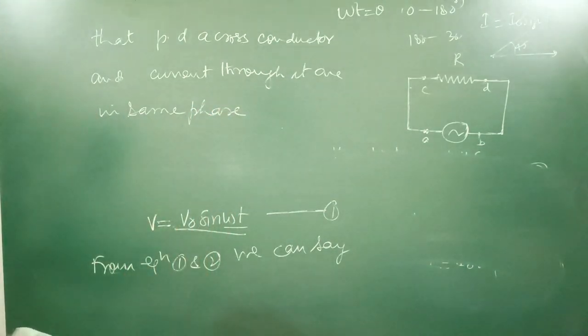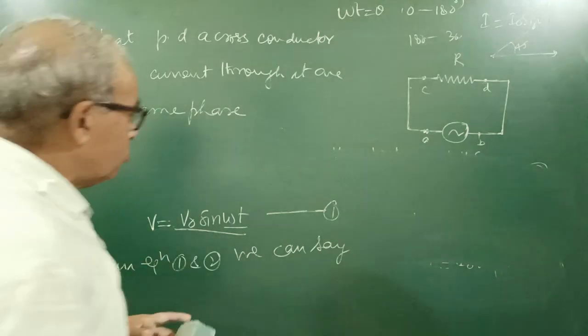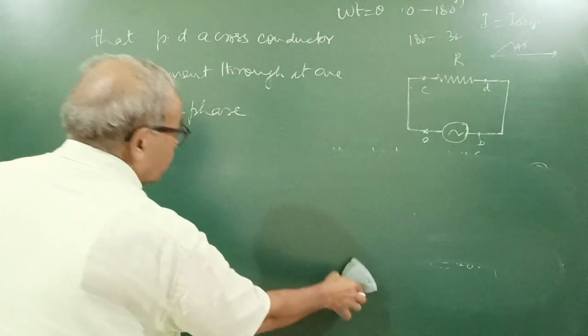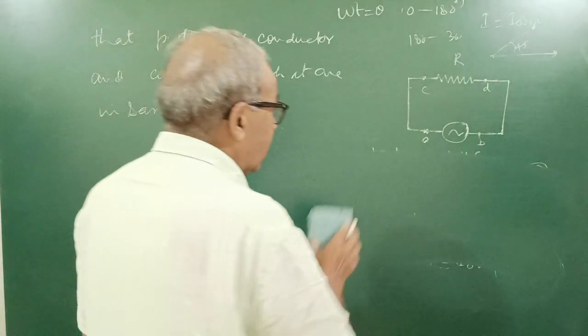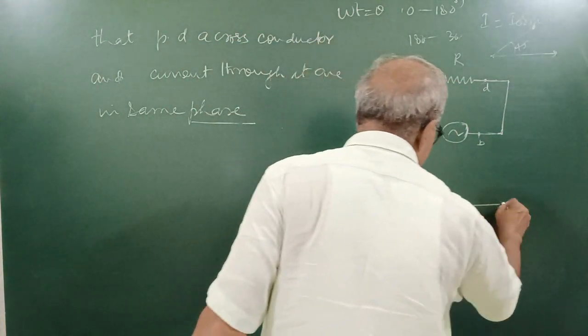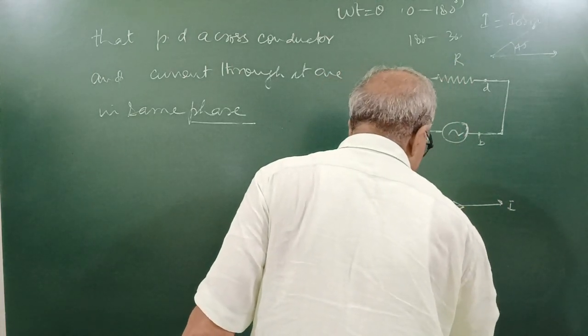Same phase means when V is positive, I is positive. When V is zero, I is zero, but that is a different thing. Positive and negative mean phase, direction. Means they are in the same direction. So how can we represent it? Suppose I represent I in this direction. So the current will be, thus the voltage VR will be the same.